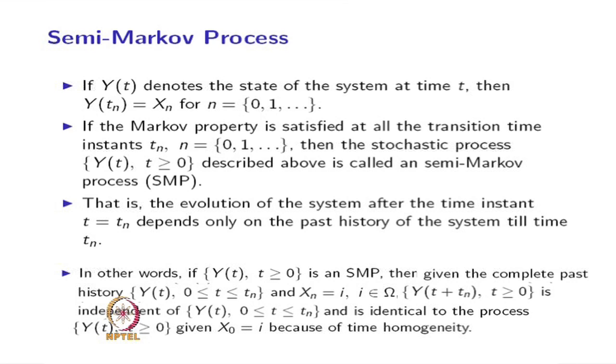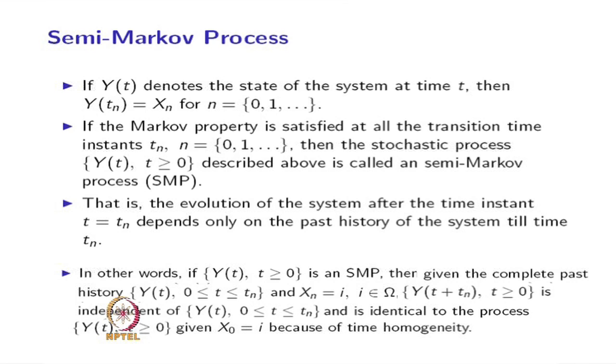In other words, if Y(t) is a semi-Markov process, then the process Y(t plus Tn) is independent of the past. A semi-Markov process is thus a stochastic process in which changes of state occur according to a Markov chain, and in which the time interval between two successive transitions is a random variable whose distribution may depend on the state from which the transition takes place as well as on the state to which the next transition takes place.